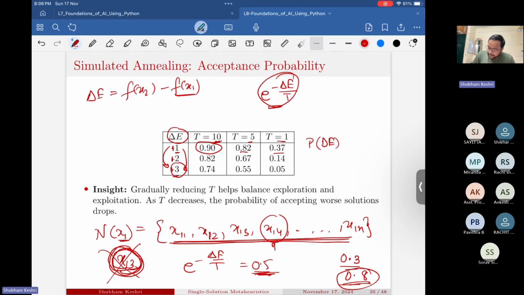So suppose the probability is coming 0.5. Now how do we know whether to move or not? You generate a random number between 0 and 1. If the value of that random number is less than that probability, you don't move to that neighbor. If that random number value is more than this probability, then you move to that neighbor. This is how we do this in a computer.